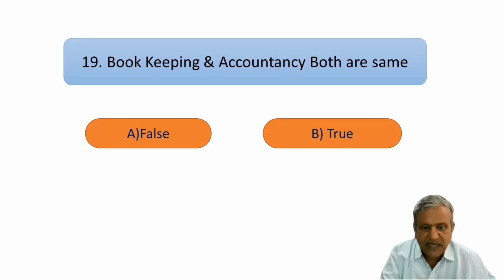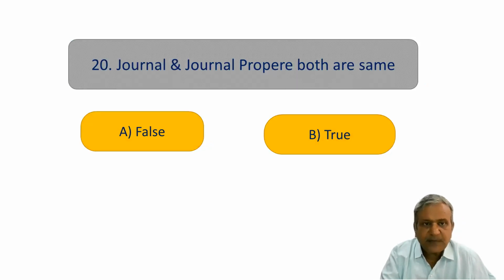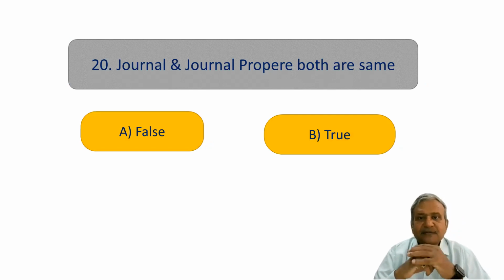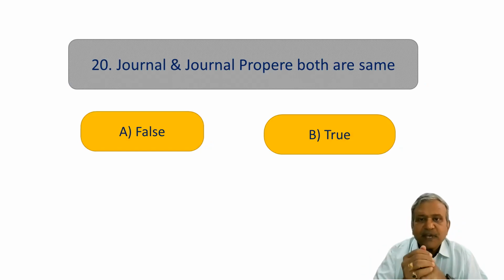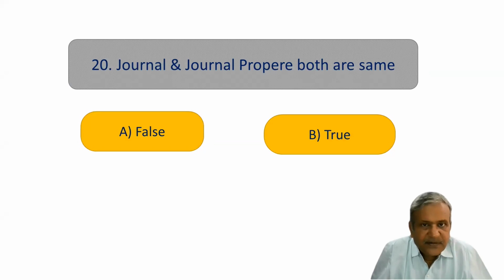The last one is there. Almost time is up. Journal and journal proper, both are the same or different? Journal and journal proper, both are the same, true or false?